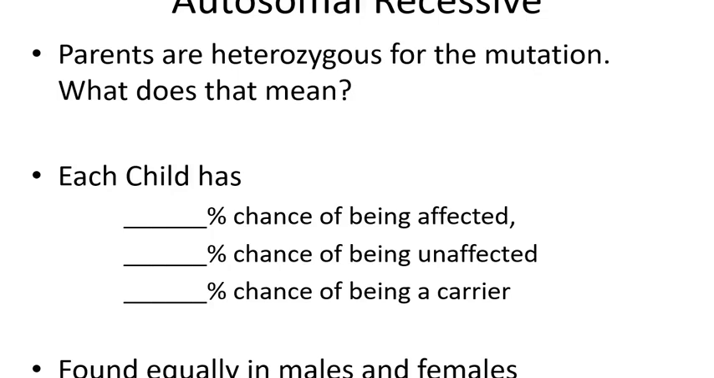They have a 25% chance of being unaffected, meaning they don't get the mutated gene from either of their parents, so they have two normal chromosomes. And they have a 50% chance of being a carrier, which means they get one mutated gene from one parent and a normal gene from the other. And it is again found equally in males and females because it is autosomal, not sex-linked or X-linked.